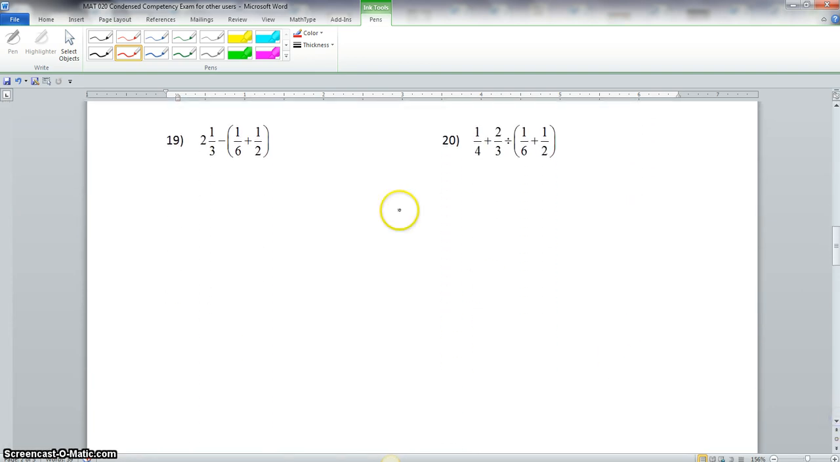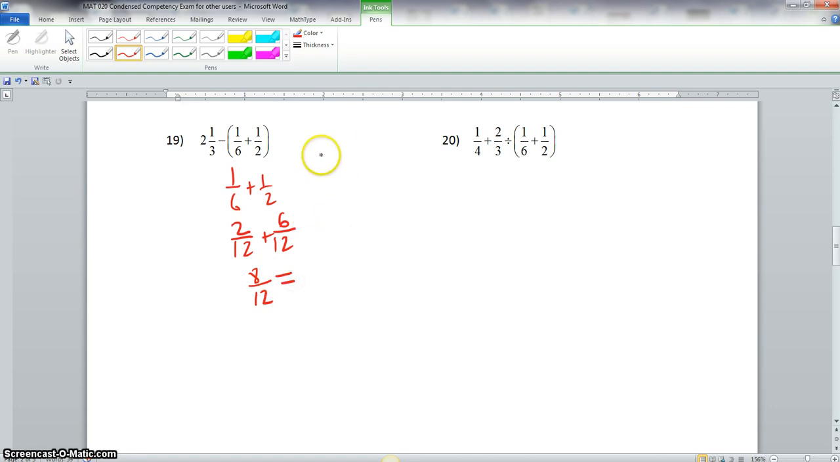Now problem number 19, we have to find the common denominators and we're going to multiply them. But first, let's just take this parenthesis here. We will have 1/6 plus 1/2. 6 times 2 gave us 12. So 12 is our denominator. We cross multiply. 1 times 2 is 2. 6 times 1 is 6. So this will give us 8/12. Now we could simplify this 8/12.